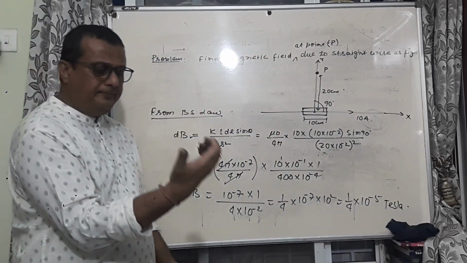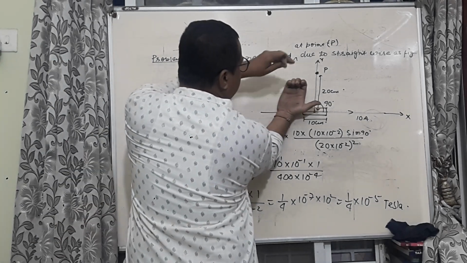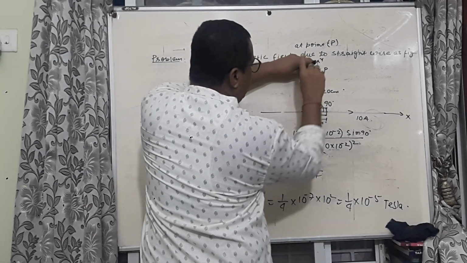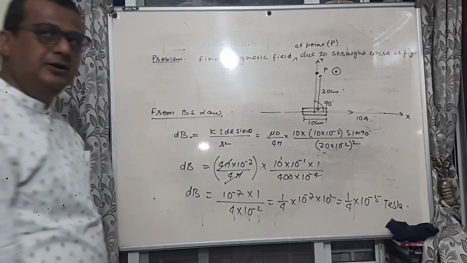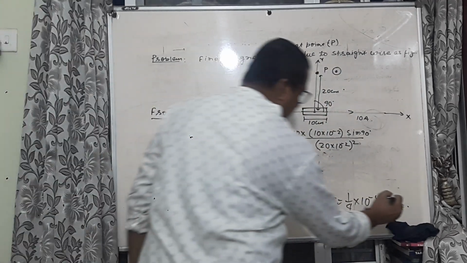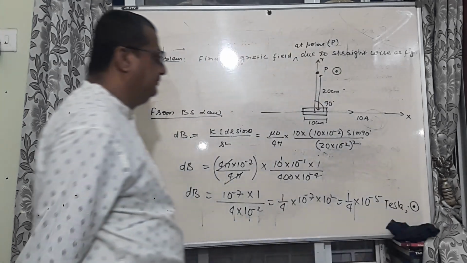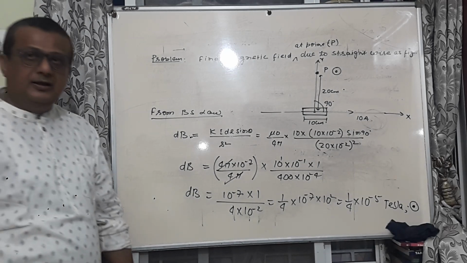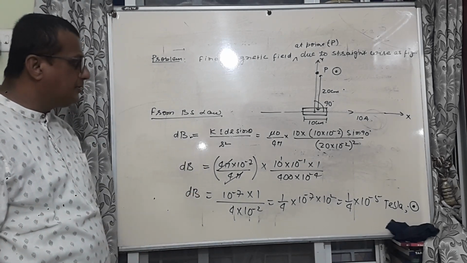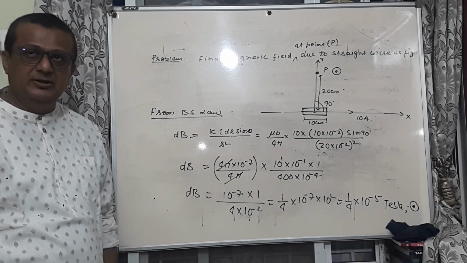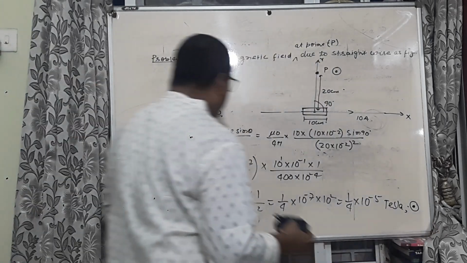So the thumb is indicating the direction of current, and the curl of the fingers is going outside. So here the direction of the magnetic field will be outside. This is the outside magnetic field. I think that is clear. This is the Biot-Savart law. On the basis of this Biot-Savart law, this question is generally asked directly. If this question is not asked, then another pattern will come.